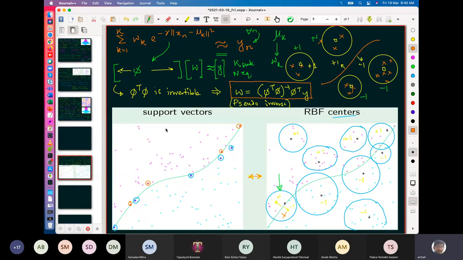Okay, the ramifications of RBF towards support vectors as well as clustering is understood. Yes, sir.